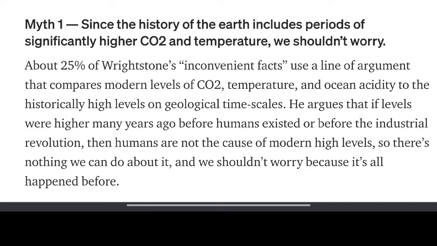About 25% of Wrightstone's inconvenient facts use a line of argument that compares, only 25% of course, okay, that compares modern levels of CO2, temperature and ocean acidity to historical levels of geological timescales. He argues that if levels were higher many years ago, before humans existed or before the Industrial Revolution, that humans are not the cause of modern high levels, so there's nothing we can do about it, and we shouldn't worry because it's all happened before. This is obviously an ongoing debate.